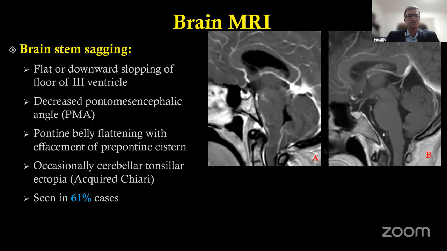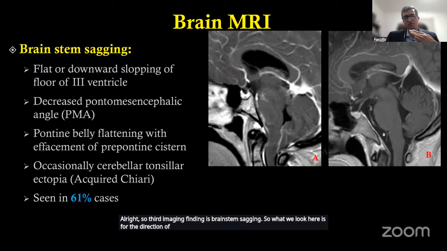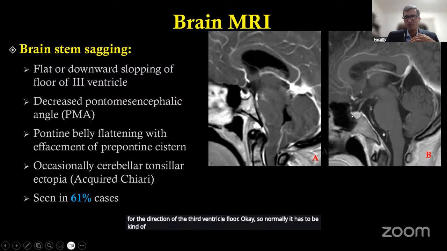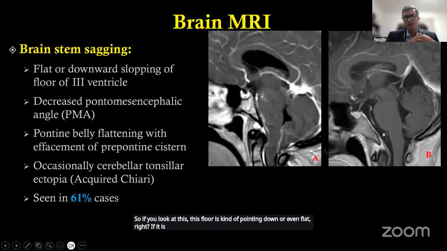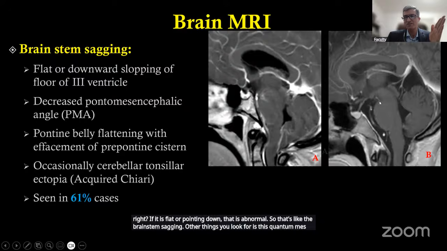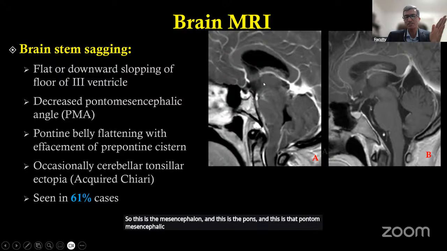All right. So the third imaging finding is brainstem sagging. What we look at here is the direction of the third ventricle floor. Normally it has to be directed upwards like this. So this is a normal one. If you look at this, this floor is pointing down or even flat, right? If it is flat or pointing down, that is abnormal. So that's the brainstem sagging. Another thing you look for is the pontomesencephalic angle. This is the mesencephalon, this is the pons, and this is the pontomesencephalic angle. You don't see that angle here because the mesencephalon is bulging onto the pons.